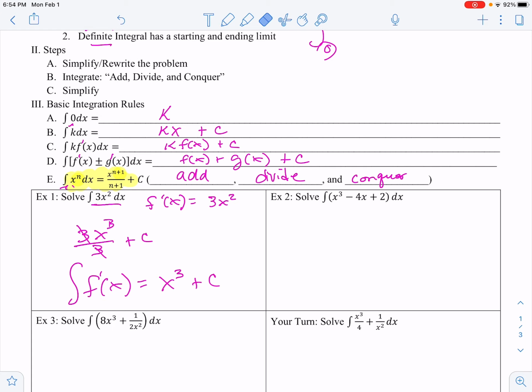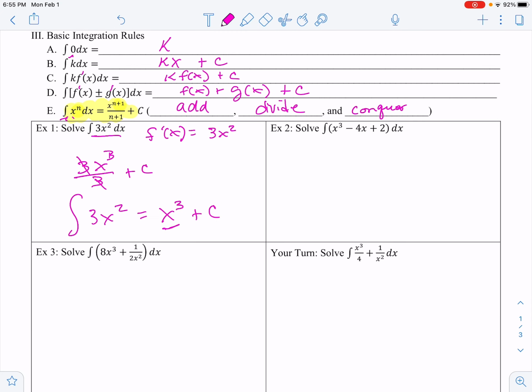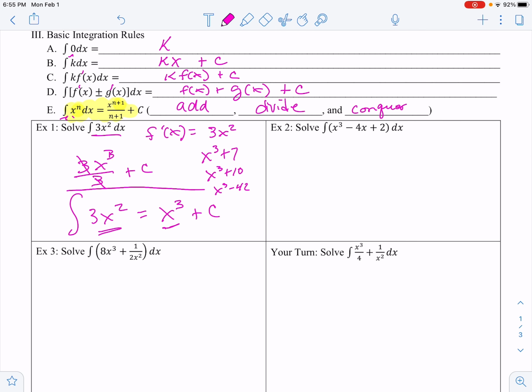The integration of 3x squared is x cubed plus c. Because when I take the derivative of x cubed, you get 3x squared. Why do you need the plus c? Well, what's the derivative of x cubed plus 7? What's the derivative of x cubed plus 10? What's the derivative of x cubed minus 42? Every single one of them, the derivative is that. So you need the c for the general solution.